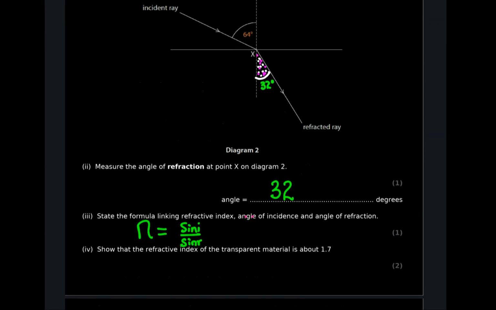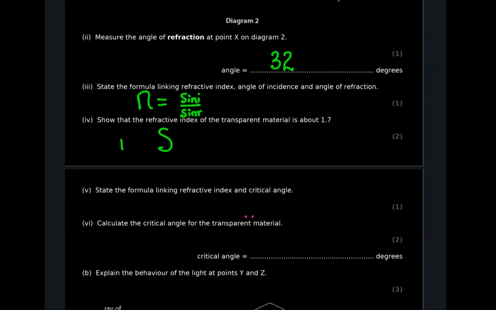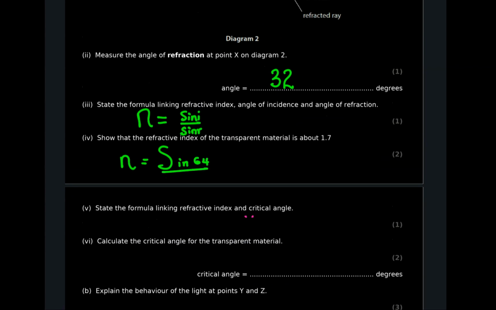Next, show that the refractive index is about 1.7, meaning we are just going to work out the refractive index and check, is our answer 1.7? Let's see. Sine I over sine R, this gives us 1.69. If you round off, this becomes 1.7.